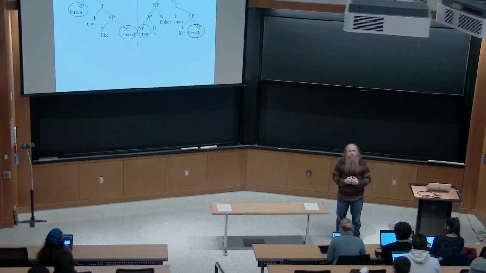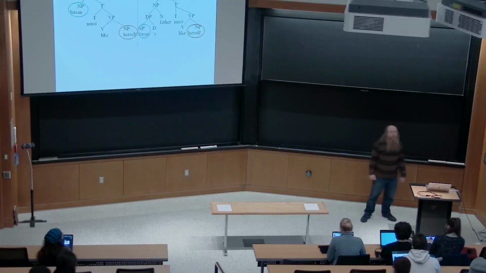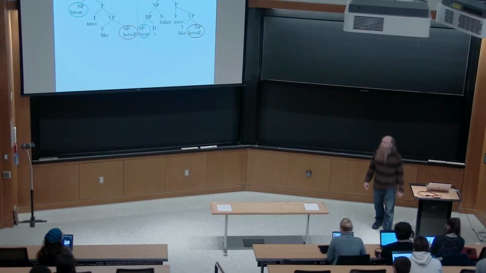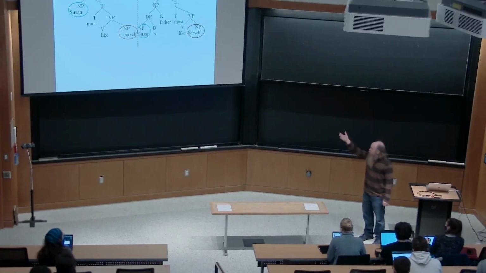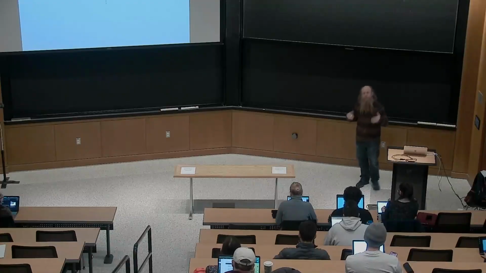There are no languages like that. There are instead languages like this that apparently care about trees when they're deciding which things can refer to which other things. And so we're going to try to develop a structural distinction between the relationship between Susan and herself in the tree on the left and the relationship between Susan and herself in the tree on the right. As I said, we've talked about this before.